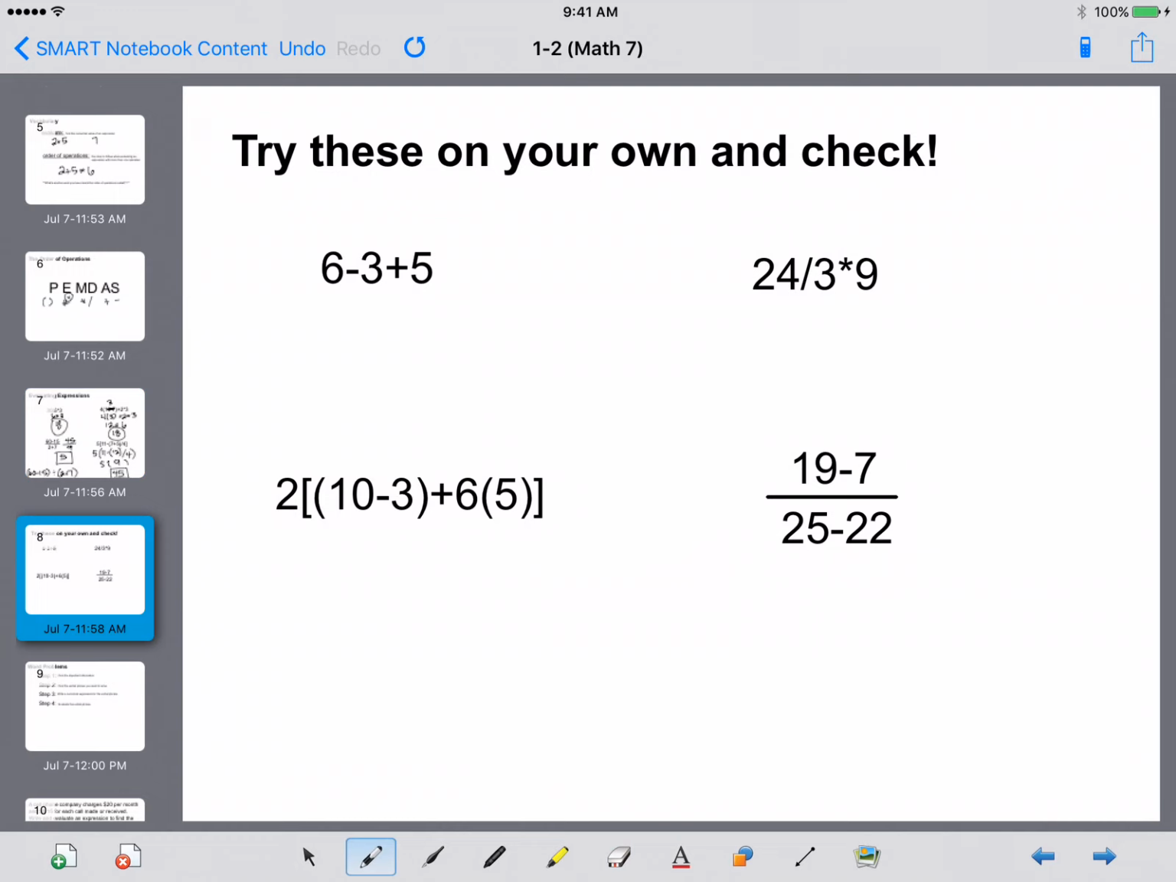Now I want you to go ahead and try these ones on your own and check. So go ahead and pause here. I'm just going to write in the answers for you, and if you don't come up with the answer that I have, I want you to go back and check and ask me for help to help you figure out where you went wrong.